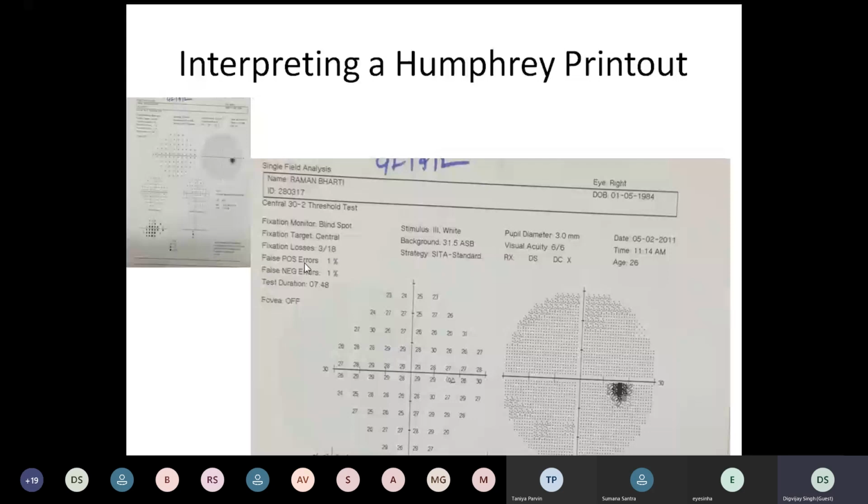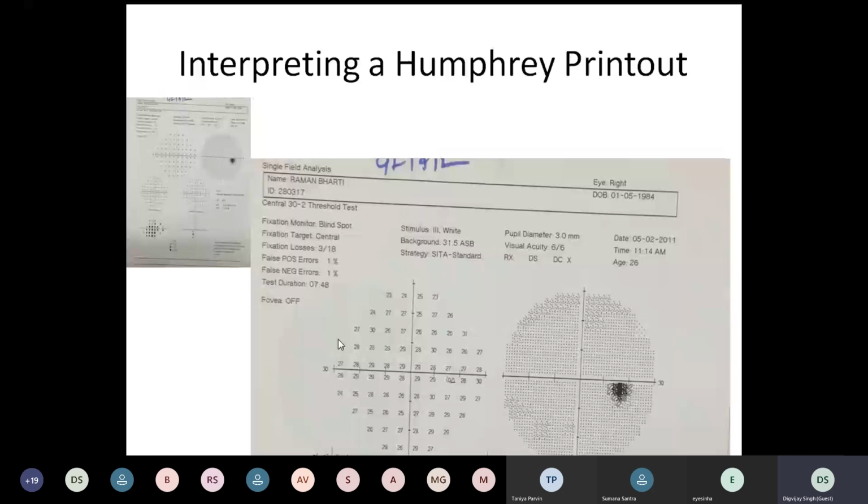And you get false positive and false negative errors. Fixation losses refers to how well the patient was able to fixate in the center. The machine calculates this by first charting out the blind spot in the beginning. During the test, it randomly keeps giving a stimulus on the blind spot. If the patient presses the trigger at that point, that means they had moved their eye from the center because the blind spot had moved.